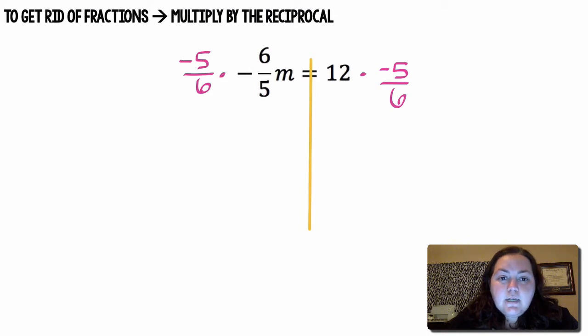And so I'm going to do that to both sides. So I'm going to multiply by negative 5 over 6. On the left, it cancels out.